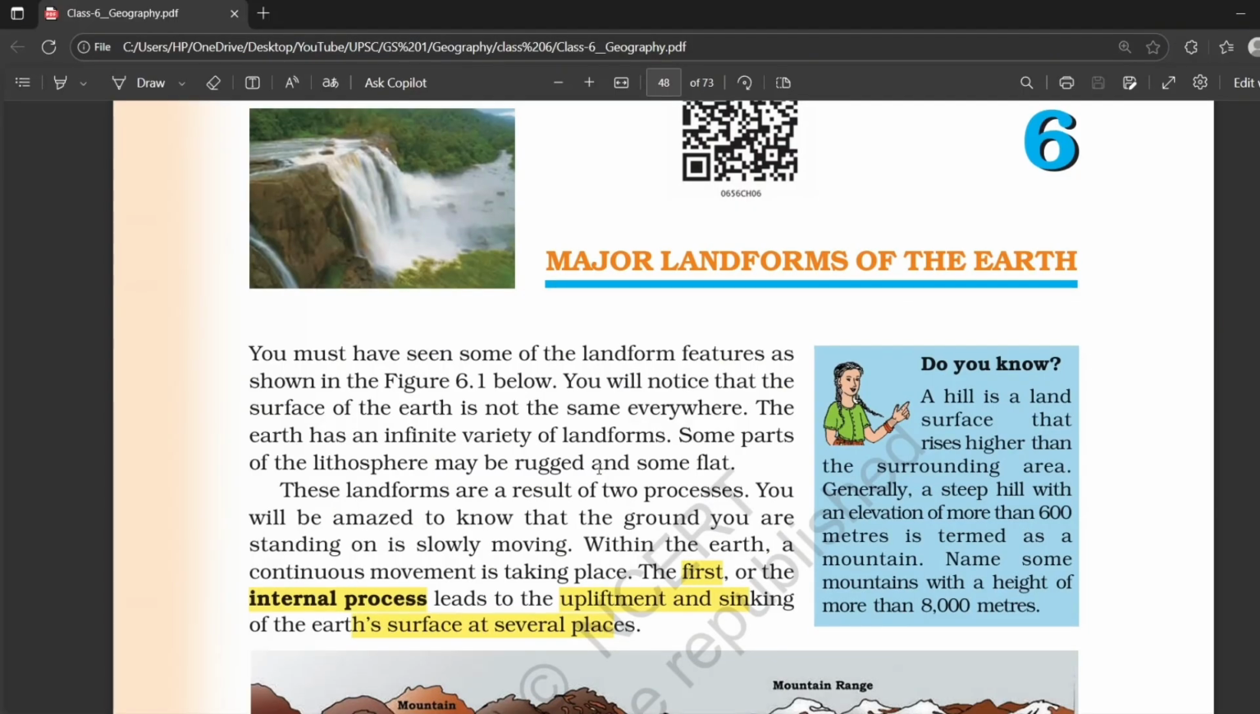Today I am going to explain class 6 of unit 6, the major landforms of the earth. This unit is quite important for UPSC, so without any delay, let's begin.